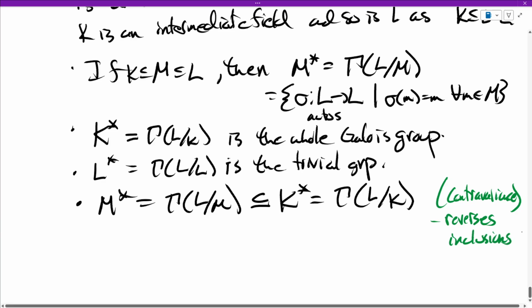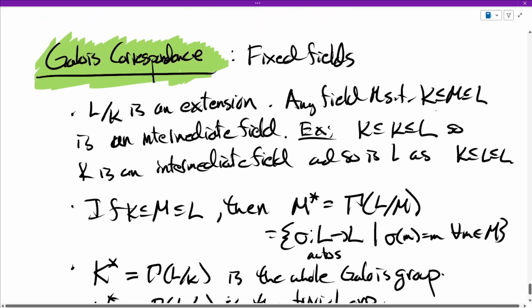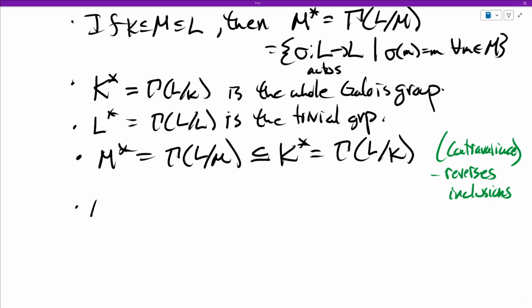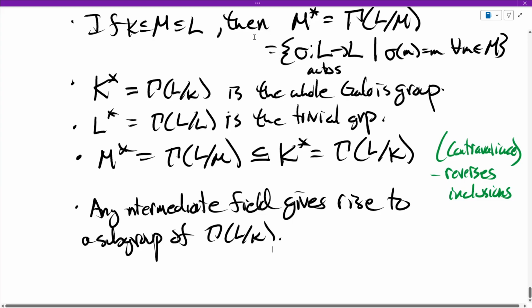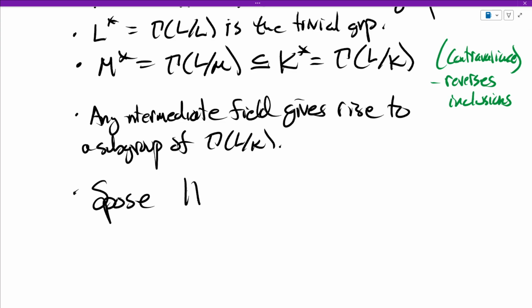Okay, so I said we were talking about fixed fields, and then I proceeded to not talk about fixed fields. So let's talk about fixed fields now. What we've shown is that any intermediate field gives rise to a subgroup of the whole Galois group, this M star. Now, what happens if we have a subgroup of the Galois group? Does that come from an intermediate field? So conversely, let's suppose that H is any subgroup of the Galois group.